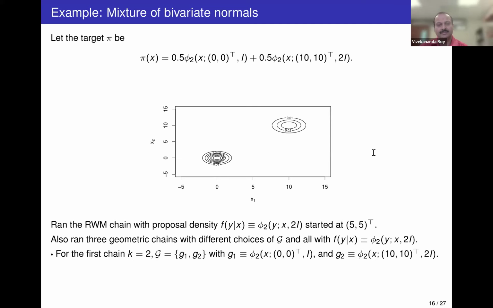My first choice is when G is a set of 2 densities, G1 and G2, where G1 is the first density in my mixture in the pi target, and G2 is the second. So basically, I'm assuming here I know the locations of the 2 modes. For the second choice, I take G to be a singleton set with G being my target pi.